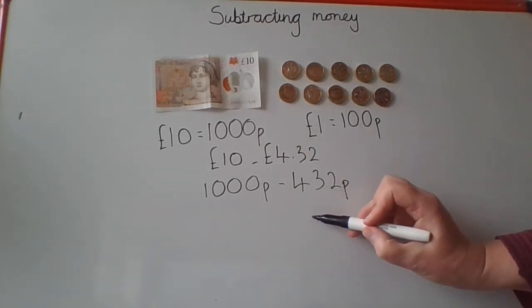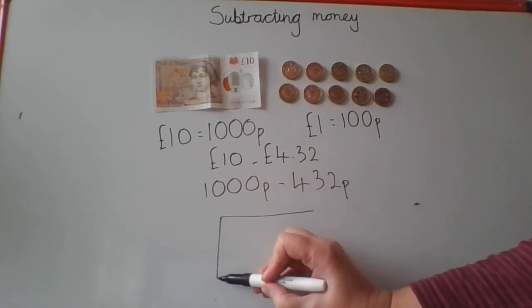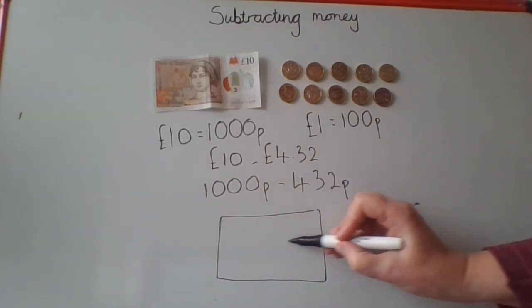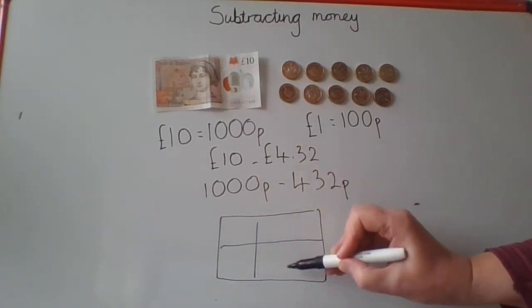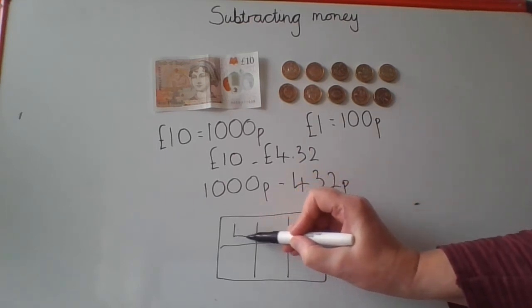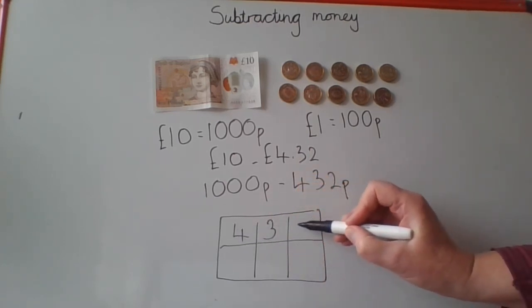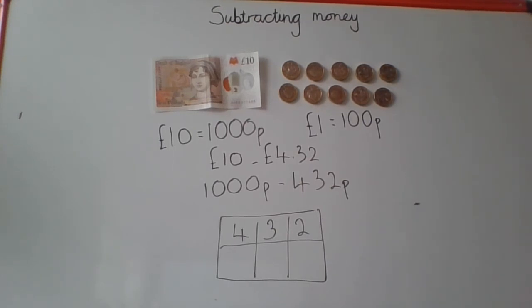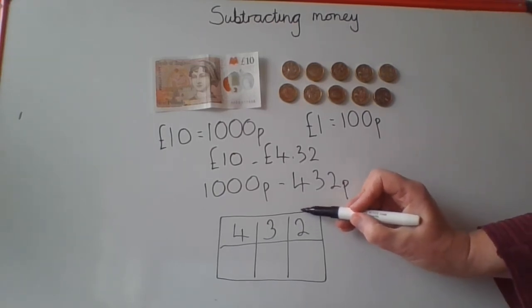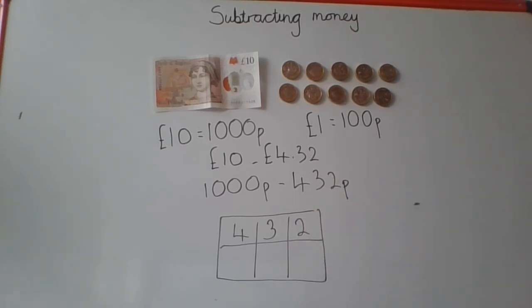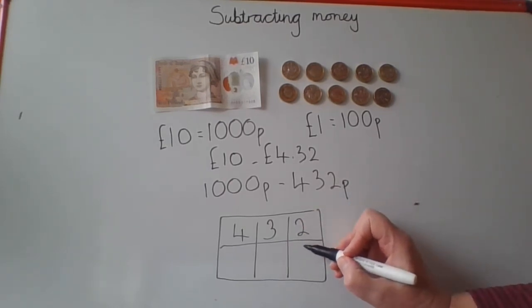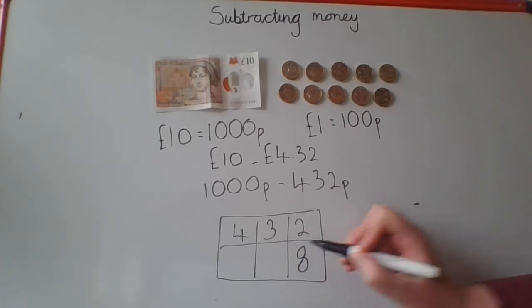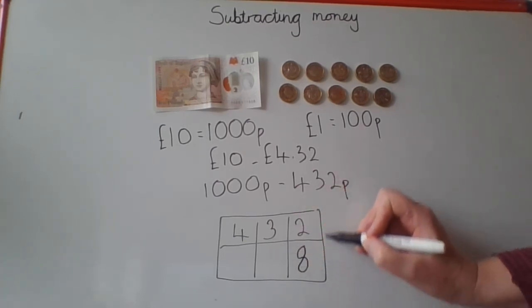So we think to ourselves, if we have 432, how much more do we need to make 1,000? So think back to big numbers, think back to jigsaw numbers, and how much would you need to add to the 2 to make 10? You would have to add 8 to make 10. And remember, this column adds up to 10.